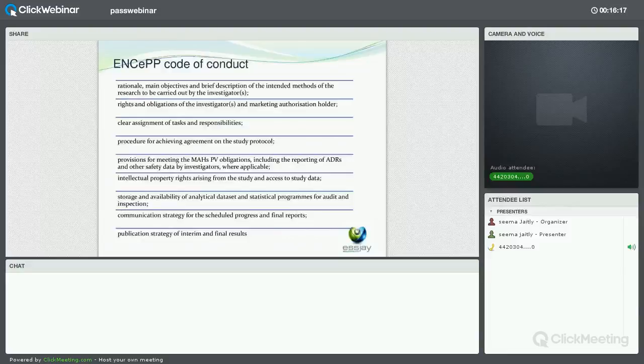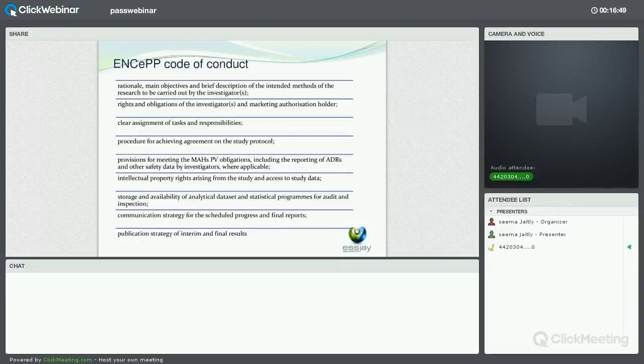So looking a bit now at when you're starting off and looking at a post-authorization safety study, the NCEP Code of Conduct provides a framework really and points to consider when you are looking at what you need to do. So really you need to ensure that you have a rationale, main objective for the methods of research. You need to ensure that the rights and obligations of both the investigator and the marketing authorization holder are considered with clear assignment of tasks and responsibilities so everybody knows what they're supposed to be doing.